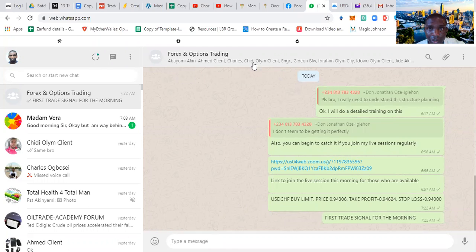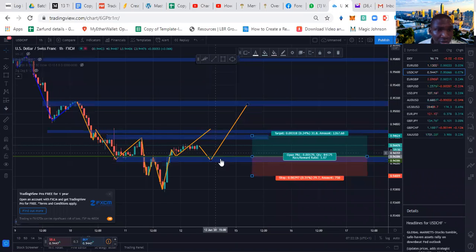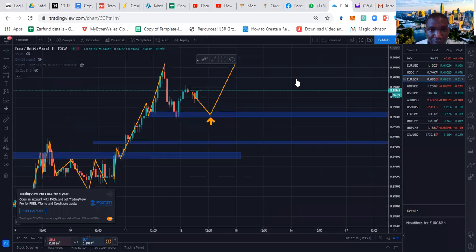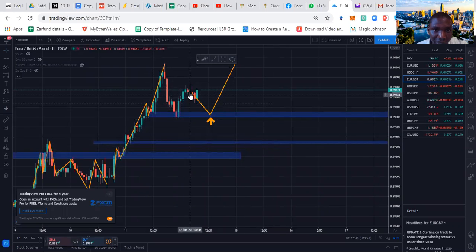Okay, so that's that, and let's go to another one. That's USD CHF? Yes, that's USD CHF. All right, so let's go to Euro GBP. Euro GBP actually started moving already. I entered this Euro GBP last night, but it might still come down when London session opens. So this is what I'm expecting.